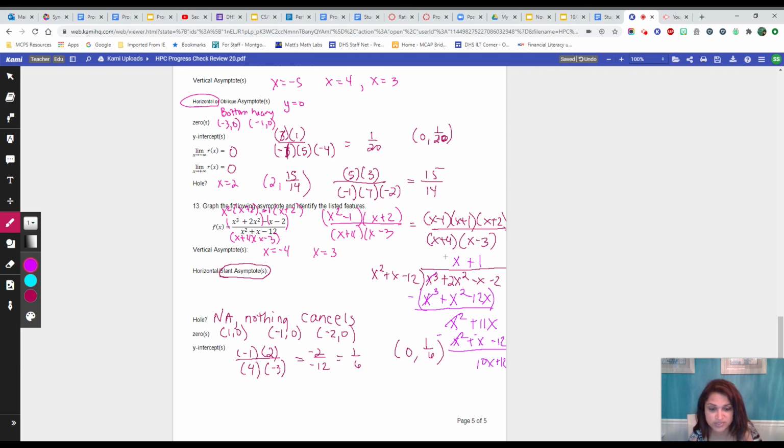So my answer for my slant asymptote is this: y equals x plus 1. Okay? All right, so that was the review, and that is it.